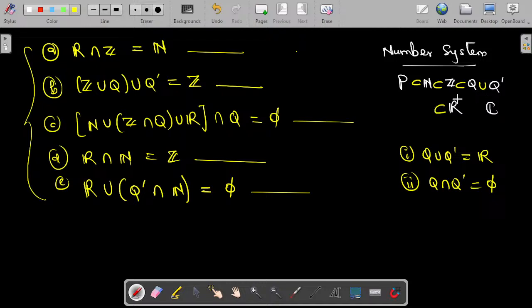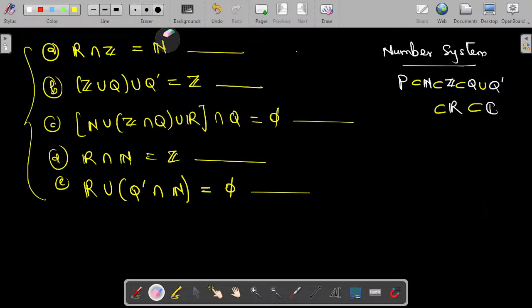But remember, we are still talking about containment. The two of them are inside R, so Q is in R and Q prime is also in R. And finally, R is inside C. Your C are complex numbers, numbers that contain the complex identity i. You get them when you take the square root of negative numbers.